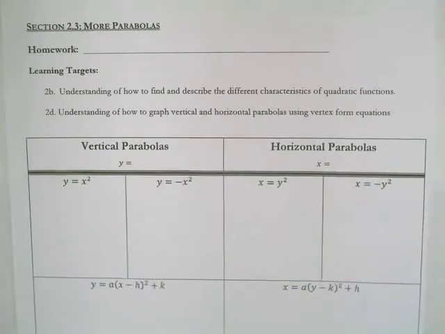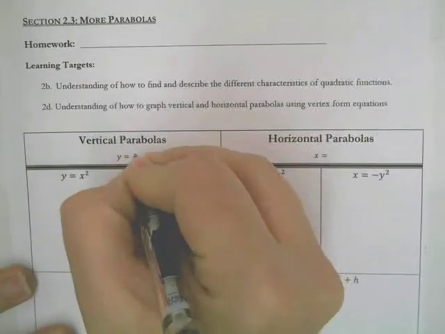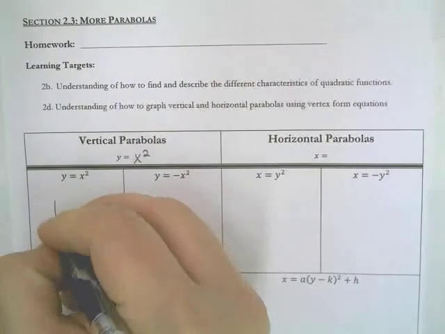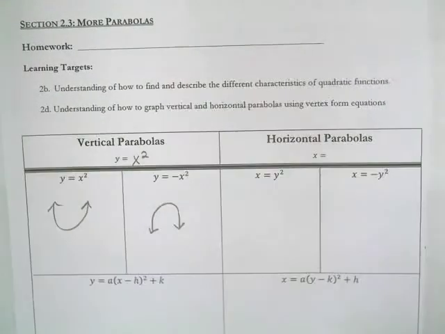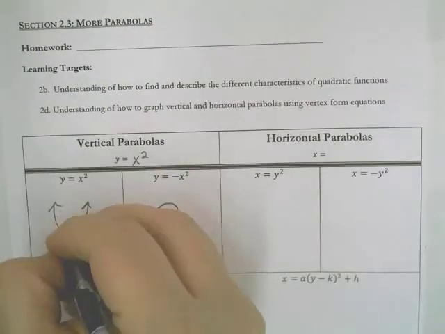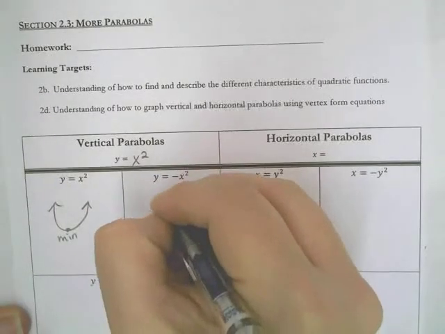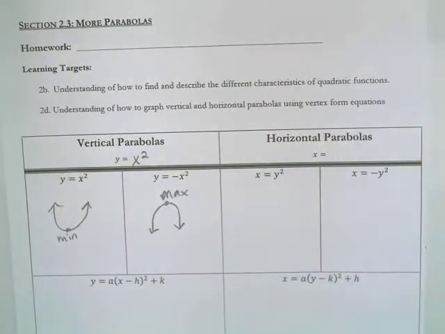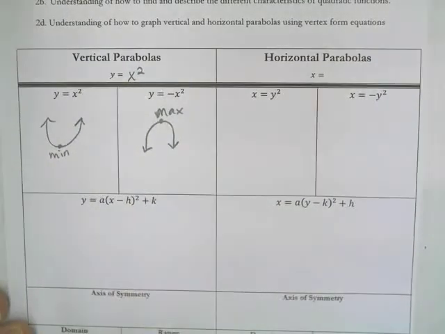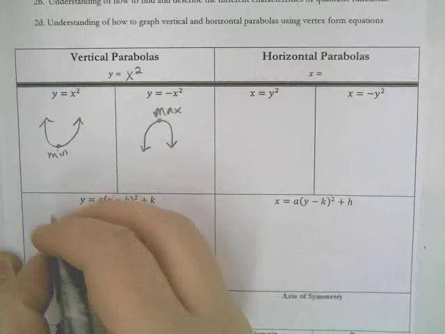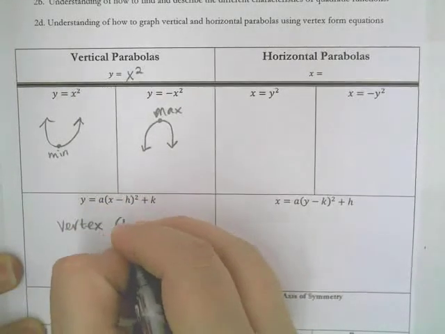So we've been dealing a ton with vertical parabolas. A vertical parabola is going to just be a positive goes up and a negative goes down. Okay? The positive will give me a min, the negative will give me a max. Okay? We've done this part a lot, the different transformation. Okay? So this tells me that my vertex is at h comma k.